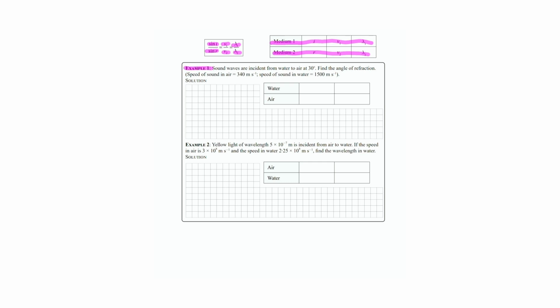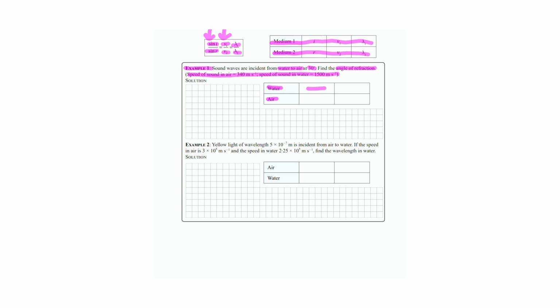Sound waves are incident from water to air. Check the order. Water goes first, then air. At 30 degrees, that's the angle of incidence in the first medium. We want to find the angle of refraction, R. There's 2 constants we're given. We're given the speed of sound in air and the speed of sound in water. So we're given angles, and we're given speeds. So I'm going to use the first part of that formula, and I'm going to use the second part. They're the 2 parts that I'm going to use.